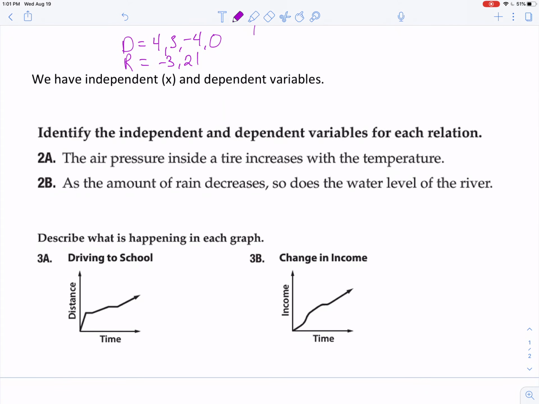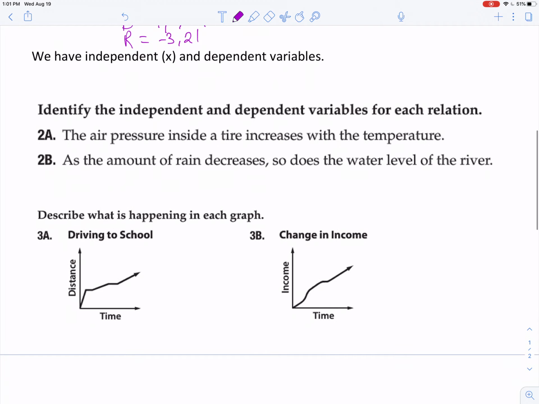Next up, identify the independent and dependent variables for each relation. So for this, the independent variable is going to be what we change, or what we can change. Or we change what we're looking at. The dependent variable is what happens when we change that.